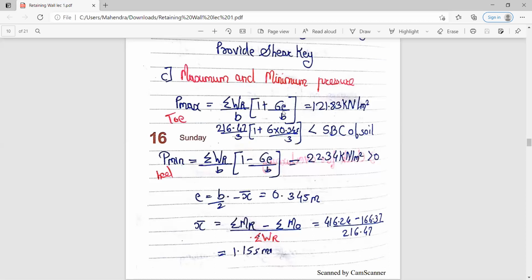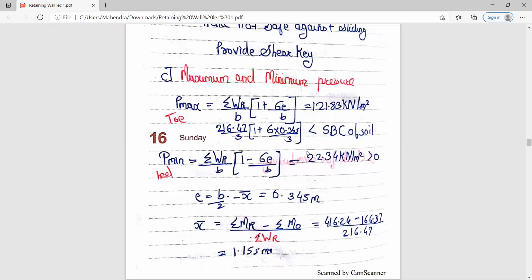So substitute the values of E and B in this formula. The summation of WR, that is the summation of all the weights, you already calculated in that table. You got 216.47 by 3, 1 plus 6 into E, that is the E you got, 0.47345 by 3. The value should be less than the SBC of the soil, that is the safe bearing capacity of the soil, and P minimum, that is the pressure for the hill portion, should be greater than 0. See whether you are also getting the same answers or not.